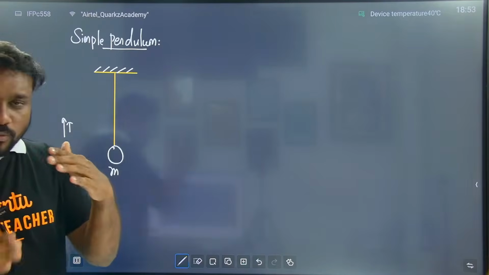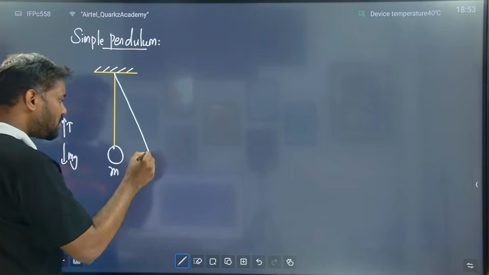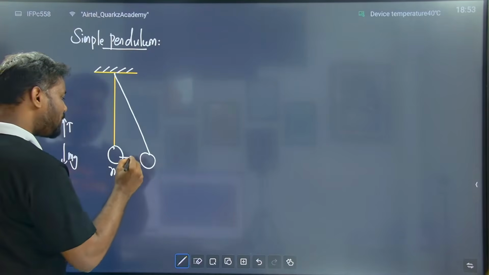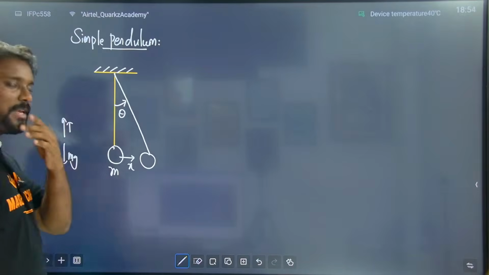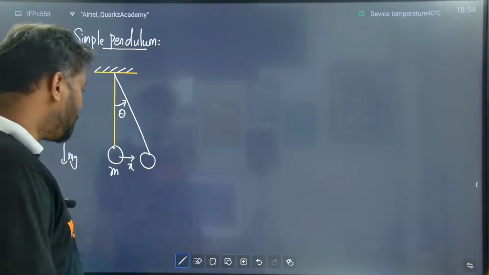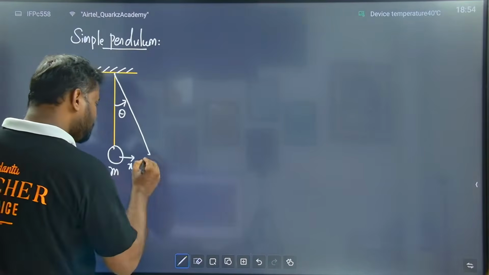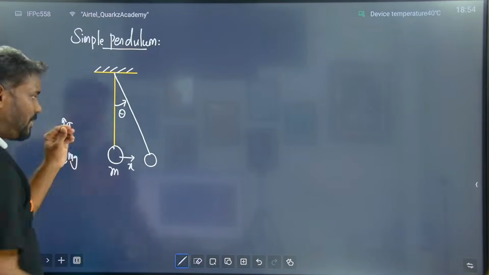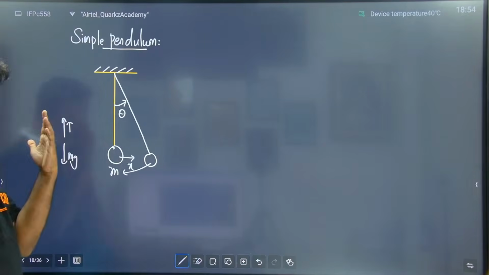Now what do I have to do? We have to do a small displacement. I will do the small displacement. This is the displacement x, which makes an angular displacement, which we call theta. Yes or no? This must be clear now. So I just did a small displacement. If we do that, it will come back to the same position.